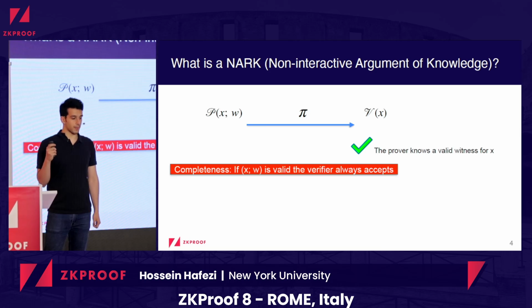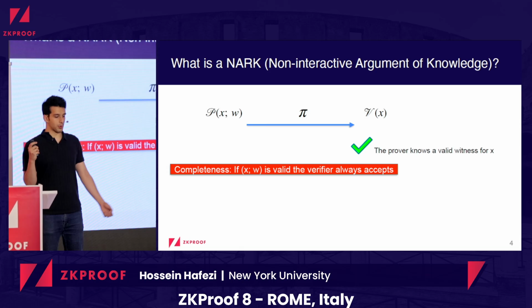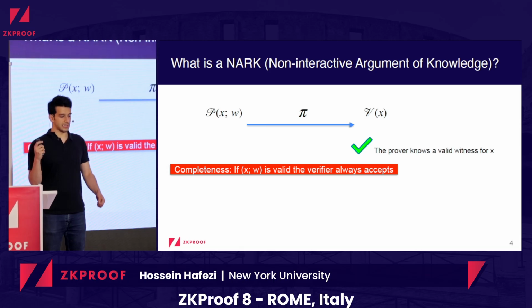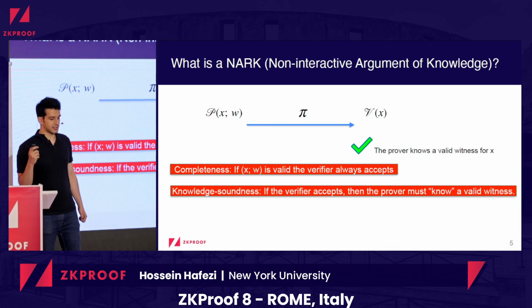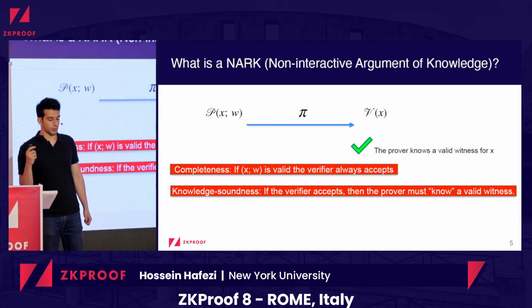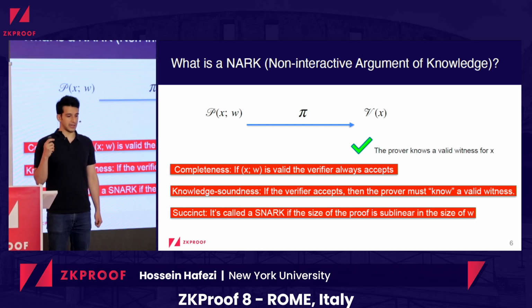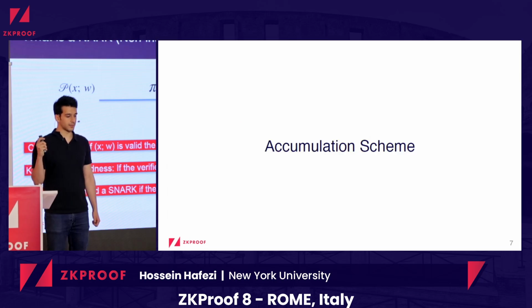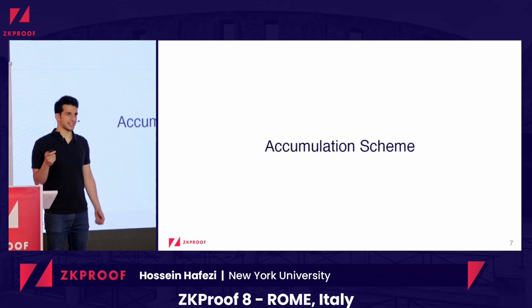basically knows w, such that it satisfies completeness, meaning if the prover is honest and w is indeed a satisfying witness, then the verifier will always accept. Knowledge soundness, meaning if the verifier accepts, then the prover must indeed know a valid witness. And finally, a NARK is called a SNARK if it is succinct, as in the size of the proof is sublinear in the size of w.